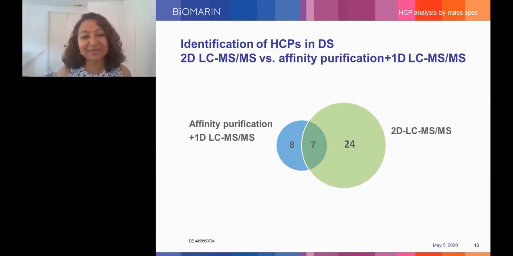So in this case, we see that there are 7 proteins common to both, but there are actually 8 proteins that you see in the 1D that you don't see in the 2D, and vice versa. So one of the issues is that when you process samples more, you do lose a little bit in the process. And so this is just an example where if you did 2D, you would get a lot more coverage.